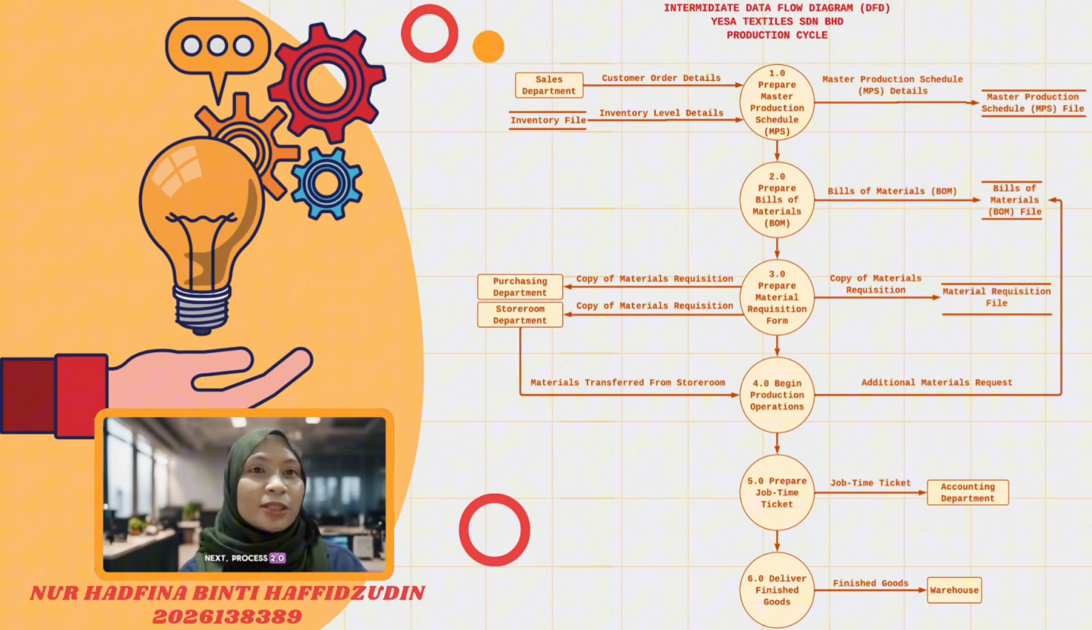Next, process 2.0, prepare bill of material, BOM. It uses the production schedule to figure out exactly what raw materials are needed. The resulting bill of material details are then saved directly into the BOM file.